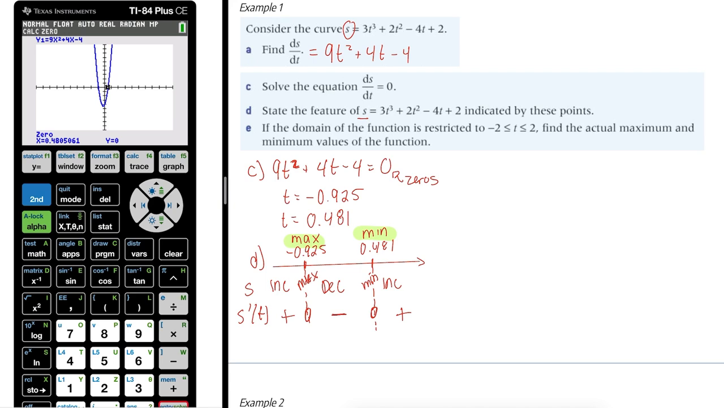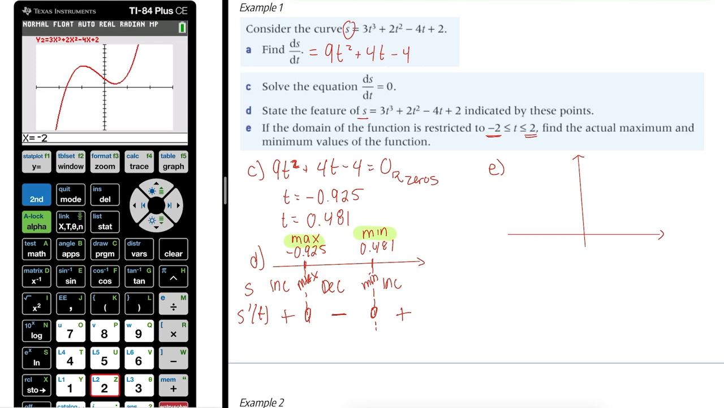And now last part, E. If the domain of this function is restricted from negative 2 to 2, find the actual maximum and minimum values of our function. In order to answer this question, let's go ahead and graph our function, and we're going to restrict our window domain from negative 2 to 2. Now that my window is restricted, let's go ahead and see what is happening when our t is equal to negative 2 and our t is equal to 2. Is it going to be bigger or smaller than our local minimum?